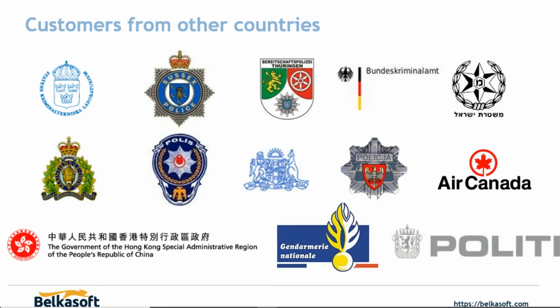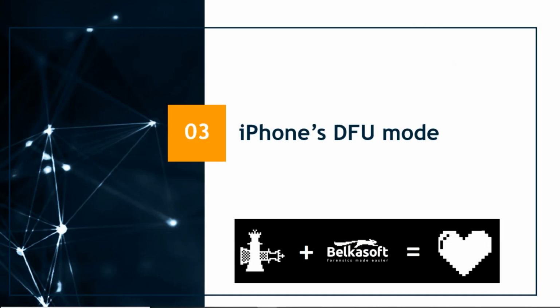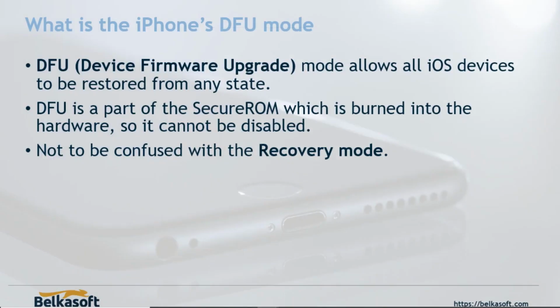loyal customers. Let's proceed with the webinar with a detailed explanation of what the iPhone's DFU mode is. Device Firmware Upgrade, or DFU, is a part of the secure ROM, Apple's boot ROM, and it is burned into the hardware, so it cannot be disabled. In brief, the DFU mode is the deepest type of restore you can do on iDevices. It allows all iOS devices to be restored from any state.